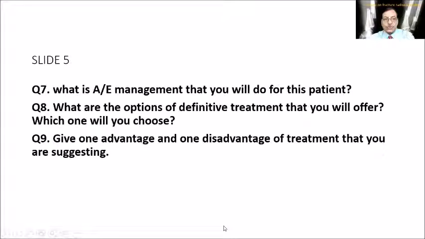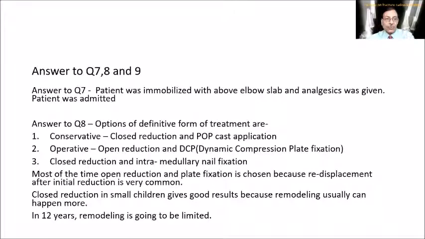Now they can ask you, what is the A&E management that you will do for this patient? What are the options of definitive treatment that you will offer, and which one will you choose? And give one advantage and one disadvantage of the treatment that you are suggesting. So the first one is A&E management. So it has to be immobilization and analgesics are to be given. Immobilization is usually done by putting an above-elbow POP slab.